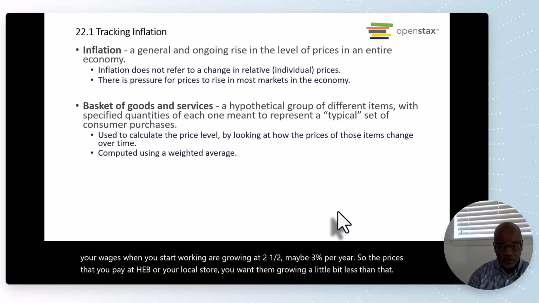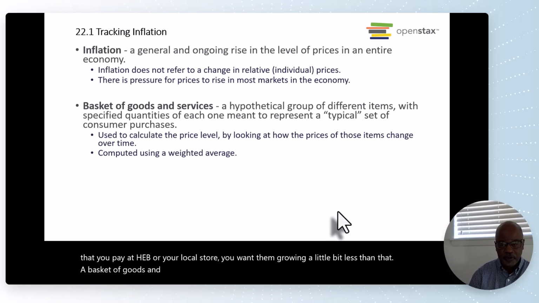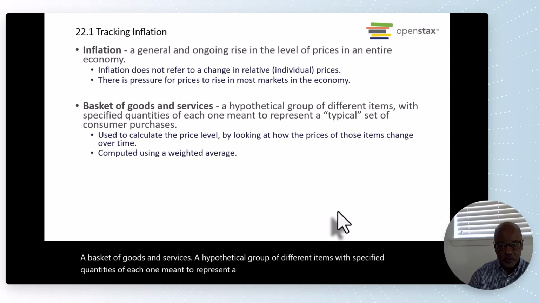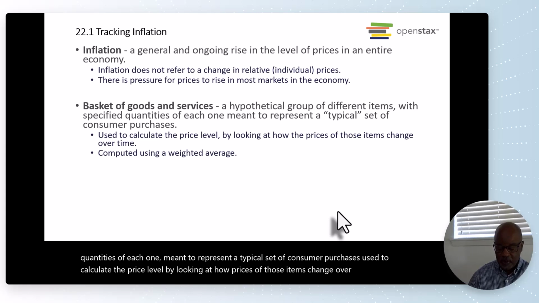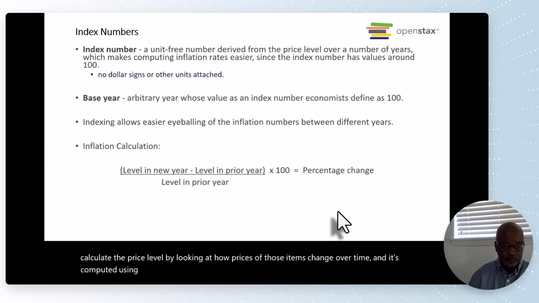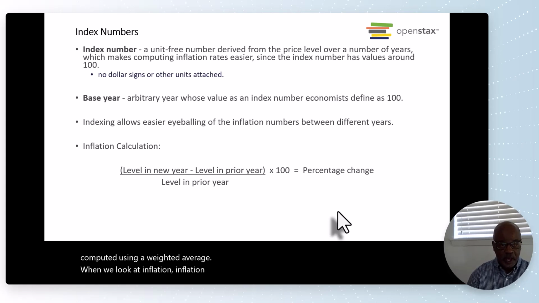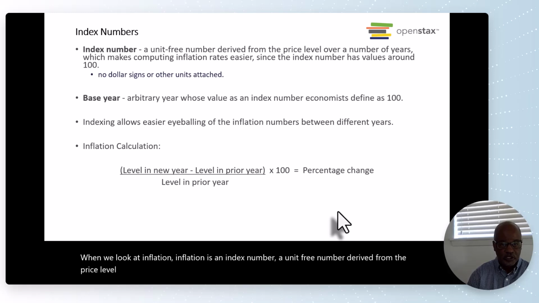A basket of goods and services is a hypothetical group of different items with specified quantities of each one, meant to represent a typical set of consumer purchases. It's used to calculate the price level by looking at how prices of those items change over time, and it's computed using a weighted average. When we look at inflation, inflation is an index number, a unit-free number derived from the price level over a number of years, which makes computing inflation rates easier.